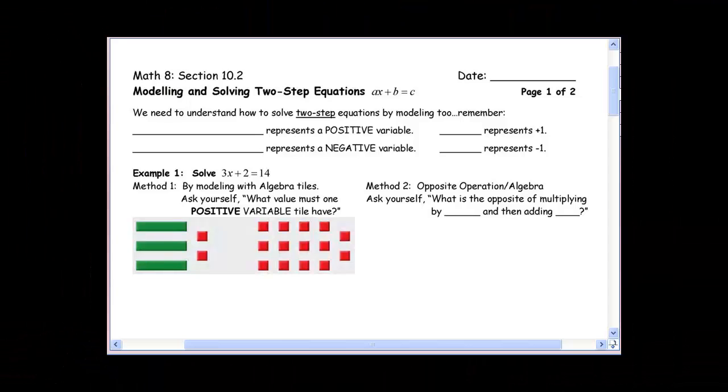Section 10.2 of Math 8, where now we're going to model and solve two-step equations. We did one last time, now we do two. Remember how we did that modeling too with those algebra tiles? Here we go. Let's draw it one more time.